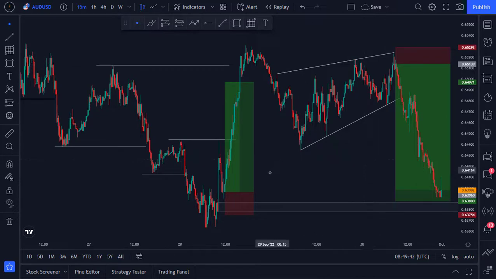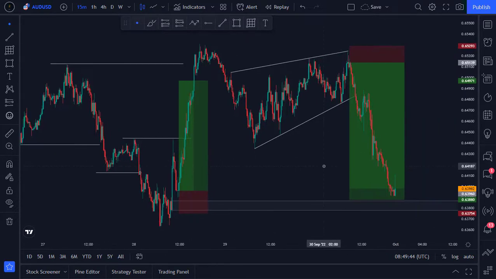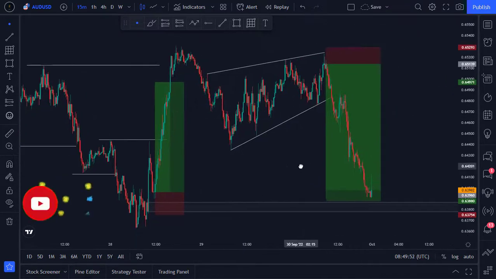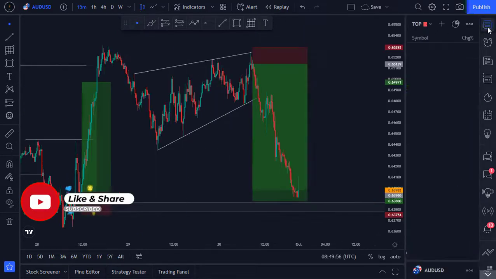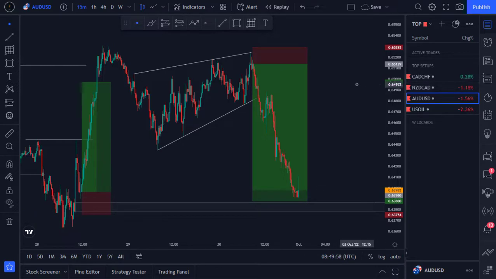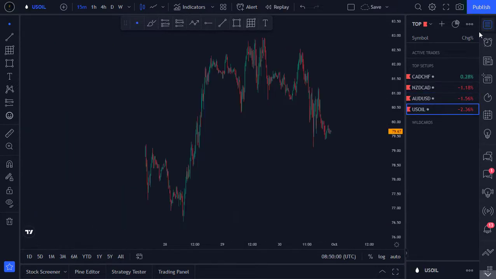These ones are like 100 pips. So it could have been a massive profit if I had gone down to a lower time frame. This one had two nice setups which we could have capitalized on. So that's it for this week, guys. We still have one more. Let's talk about oil.